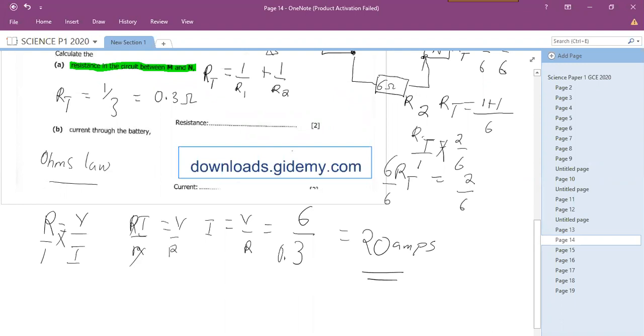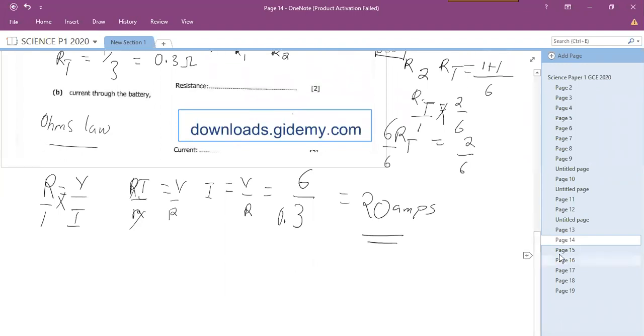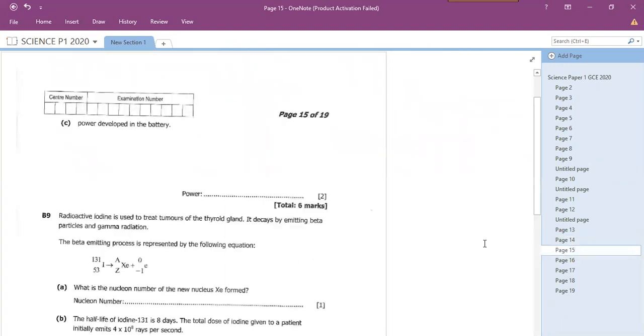Then the question proceeds. This is the last part of the question. The question says, calculate the power developed in the battery. Again, power is equivalent to voltage times current. The voltage was given as 6 volts, multiplied by the current that we just calculated, 20. You go on your calculator, you punch 6 multiplied by 20, and you are going to get a power of 120 watts.